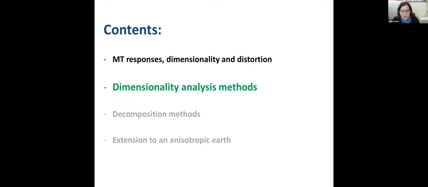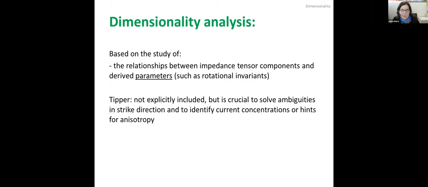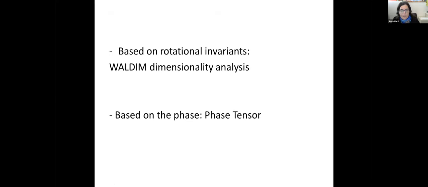So now I'm going to continue explaining the dimensionality analysis methods. I will define dimensionality analysis as based on the study of the relationship between the impedance tensor components and their derived parameters, which can be the rotational invariants of the tensor, which we'll talk a lot about today. The tipper is not usually explicitly included in this analysis, but is crucial to solve ambiguities like the strike direction, to identify current concentrations, or to find hints for anisotropy.